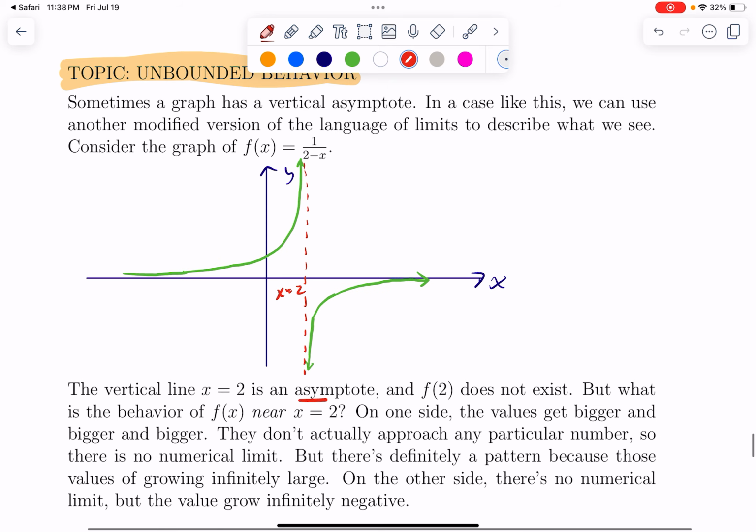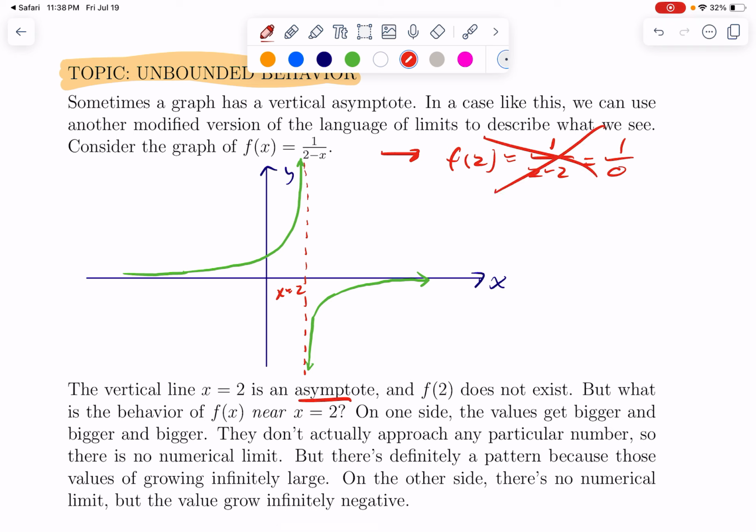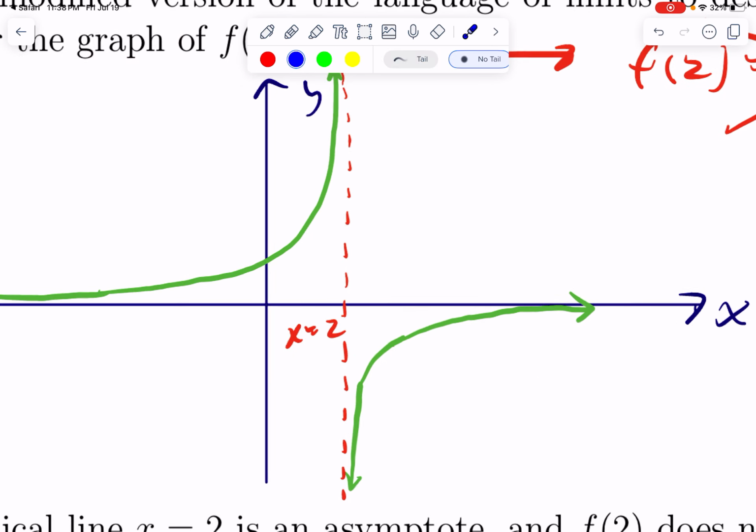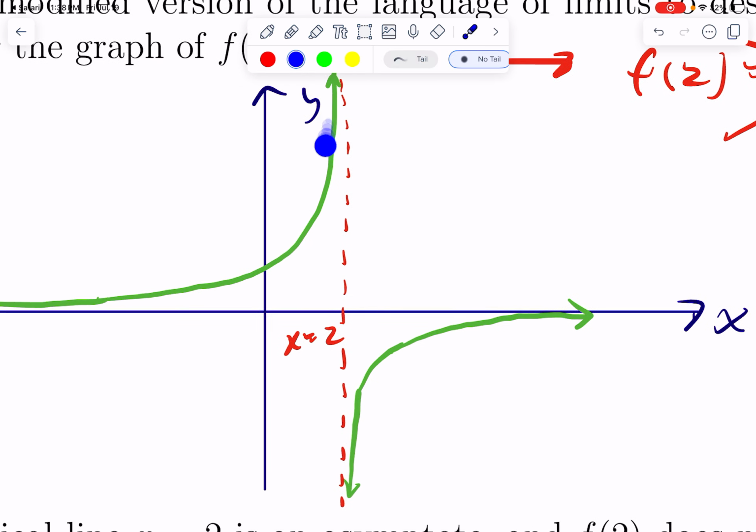So you may remember we call that an asymptote. And f of 2 doesn't exist. If I try to compute f of 2, I find myself dividing by 0, which is impossible. And that makes sense. On the graph, there's actually no point where x is 2. There's stuff over here where x is very close to 2, and there's stuff over here where x is very close to 2.